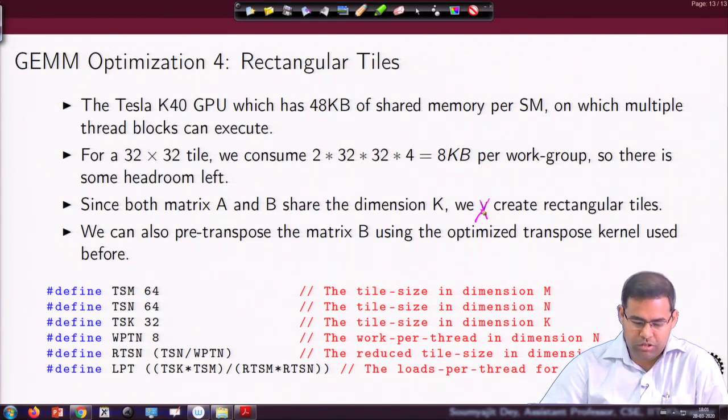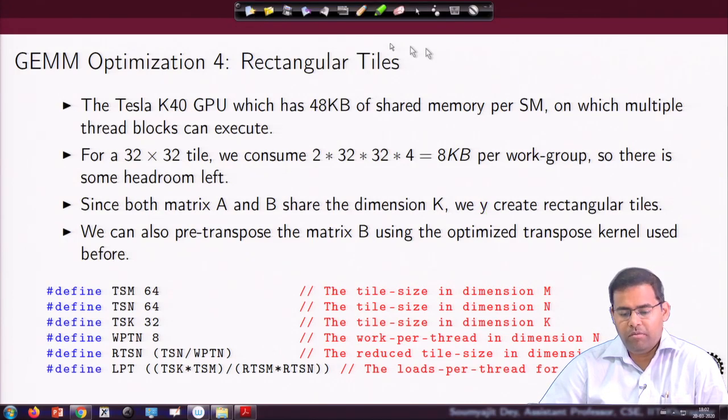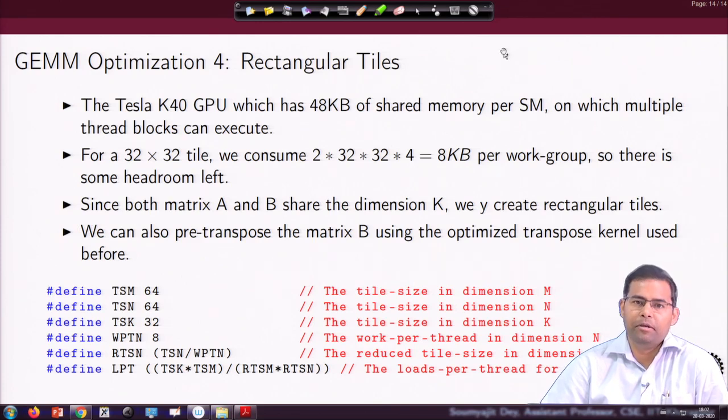So assume that we first do a transpose, so that the matrix B is available in the global memory in a transposed way. Well, what does that help in? Now when I have B in transposed way and I am bringing data, I get the good effect of memory coalescing happening for both matrix A and B.